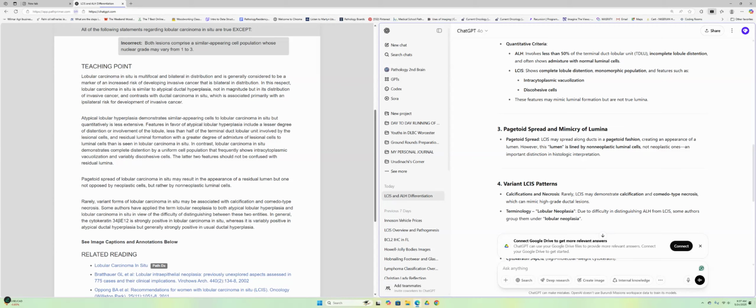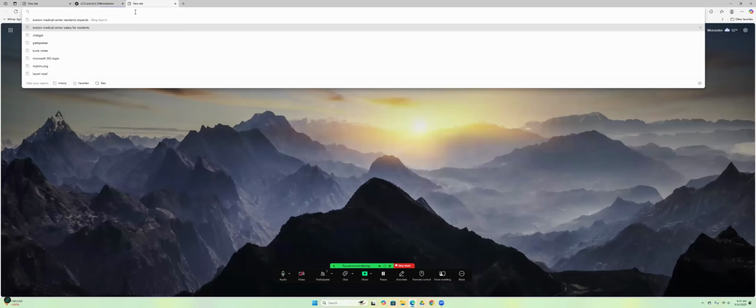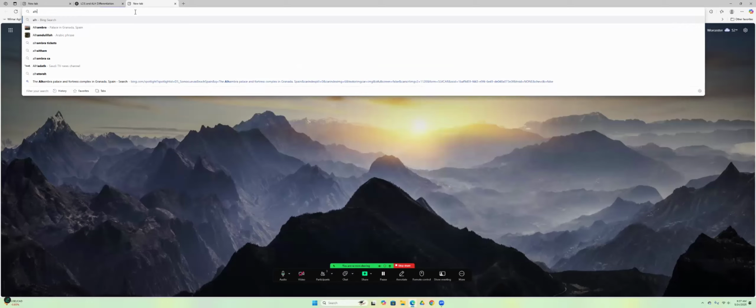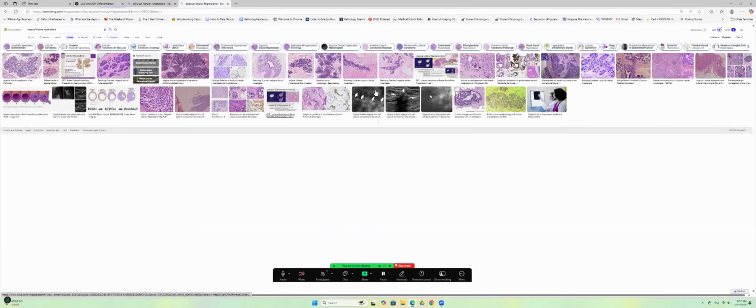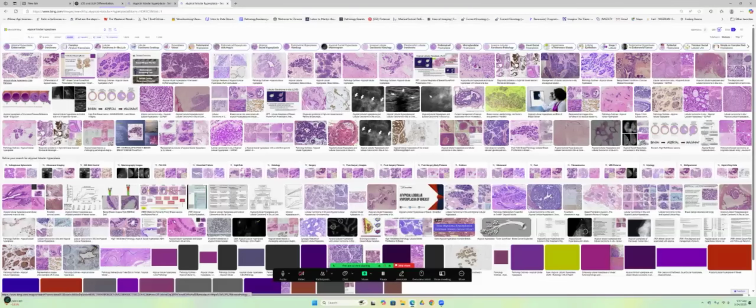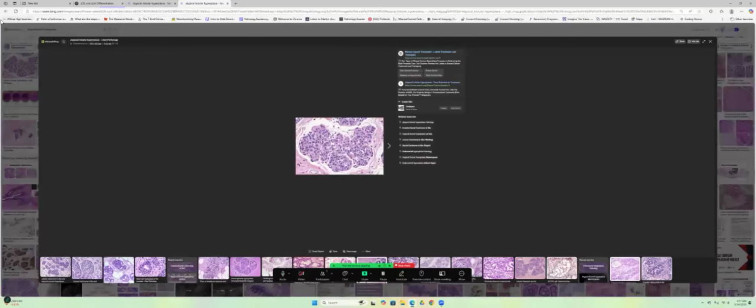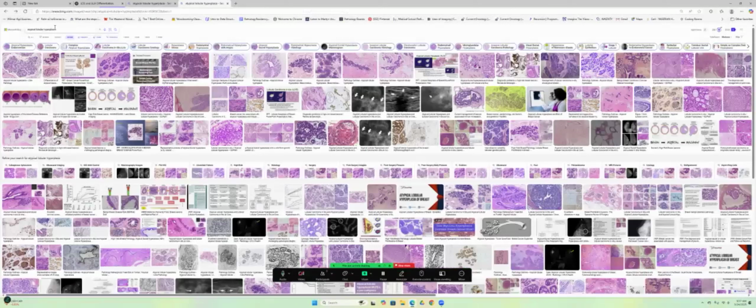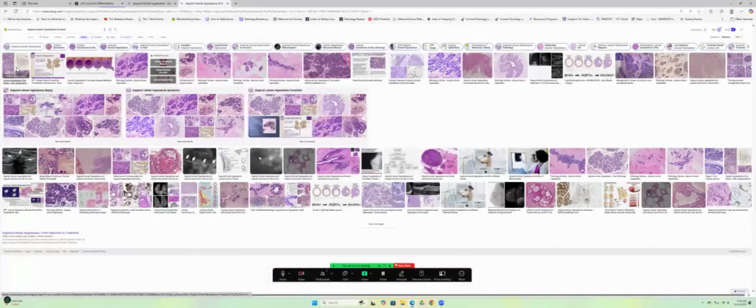You understand? So, let me show you pictures quickly. Look at ALH, atypical lobular hyperplasia. Let me see if I can find a good picture. I'm getting wrong pictures. Let's see ALH.